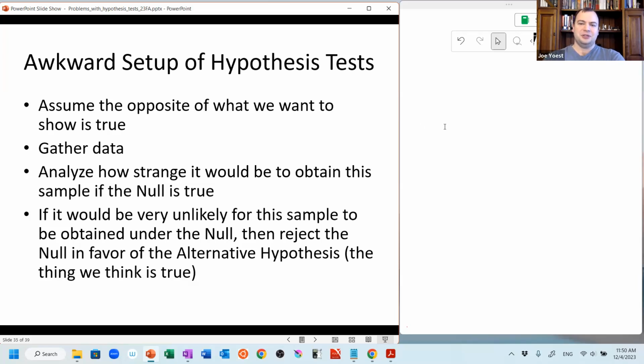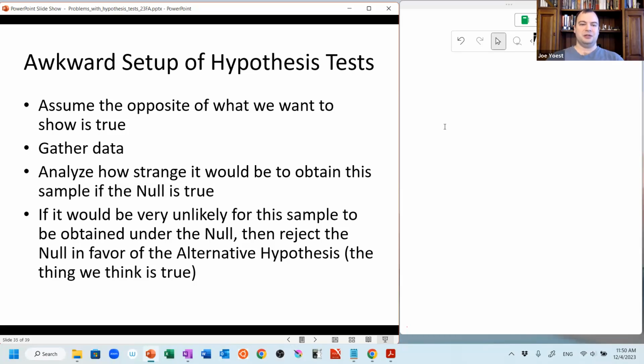And then lastly is just kind of a complaint about, I suppose, the awkward setup of hypothesis tests. It's an argument by contradiction, essentially. We want to show that something is true. So we start by assuming the opposite of what we want to show. And then we gather data. We say, how strange would the data be if the opposite of what we're trying to show was actually true? And then if that would be very unlikely, and the data would be more likely under our assumption or our worldview, then we reject the thing that's the opposite of what we want in favor of the thing that we want. It's a very backwards way of approaching this, right?